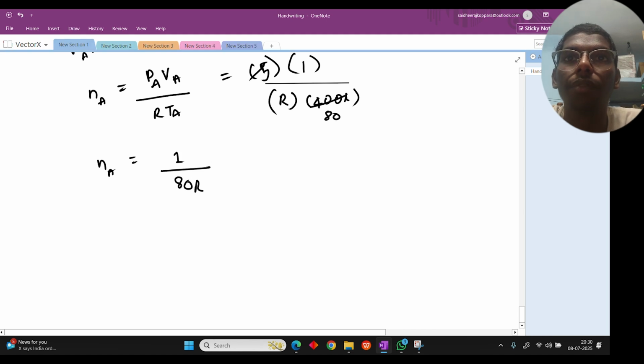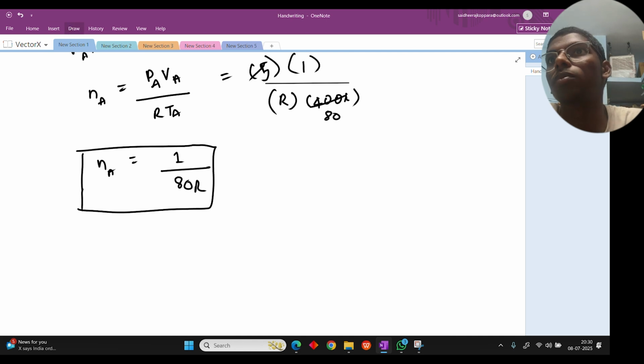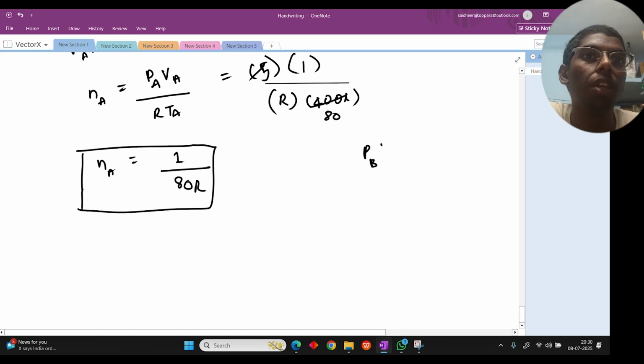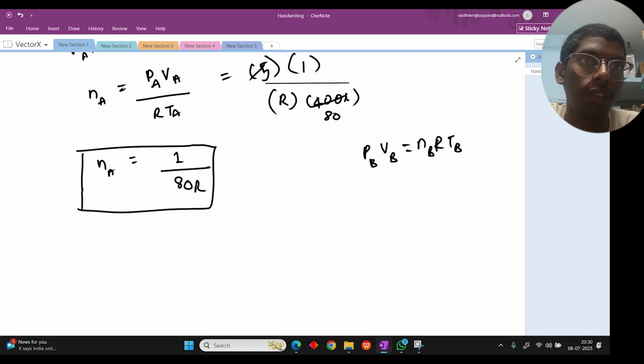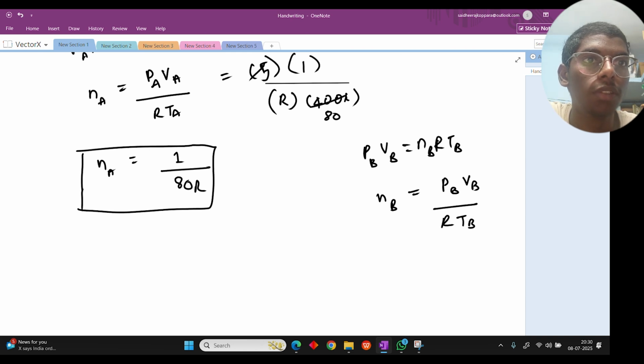One by 8R. It's the number of moles. And NB, PB, VB equals NB RTB. Simply, you're just putting the ideal gas equation in this one. Then what are you actually finding? That NB will be equal to PB VB by RTB.